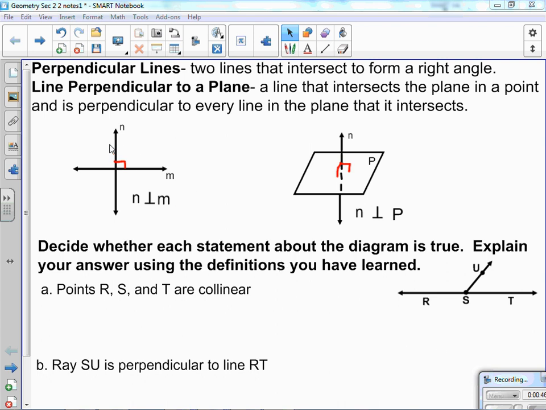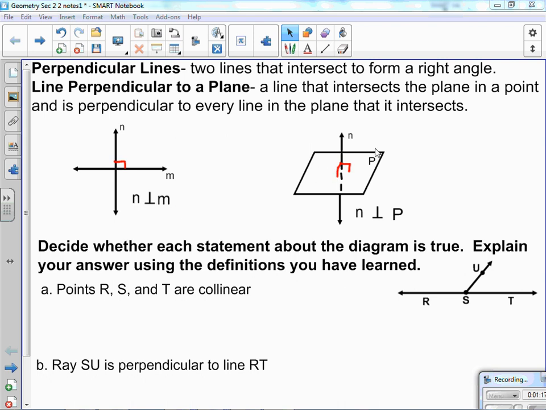So here I have an example of two lines, line N and line M, intersecting to form a right angle, which we use this little box there in the angle to show that it's a right angle. And then the shorthand way of saying perpendicular is to have this basically an upside down T between N and M. So N is perpendicular to M. That's how you would read that statement.